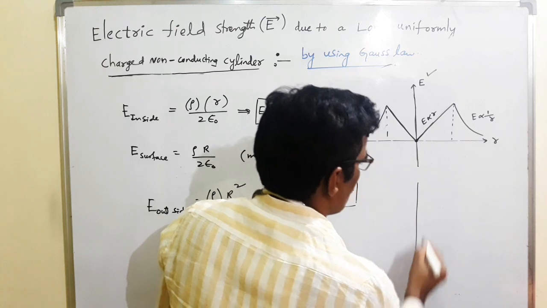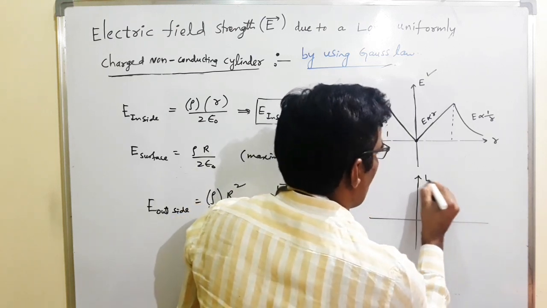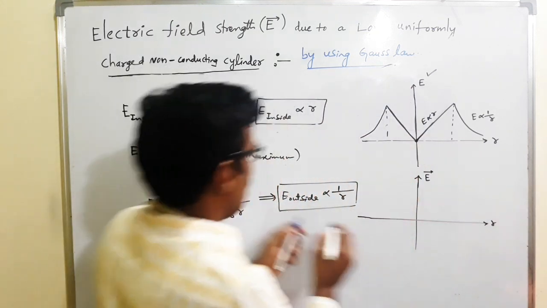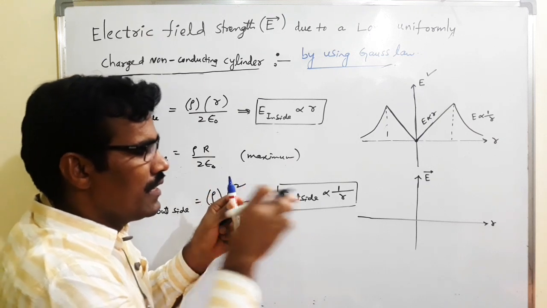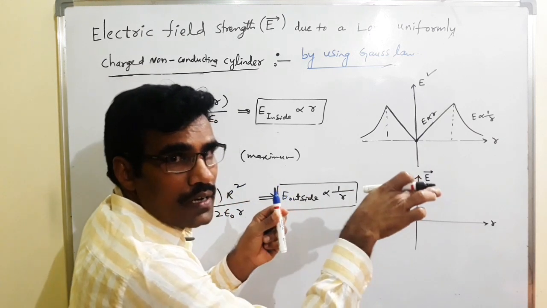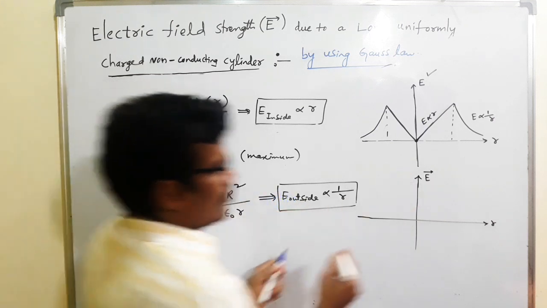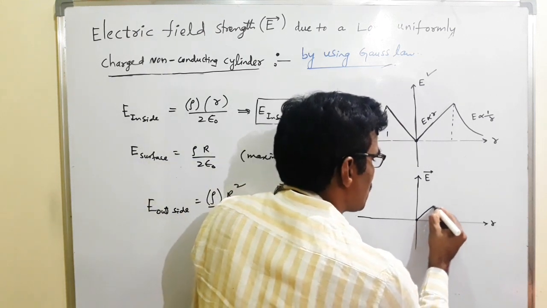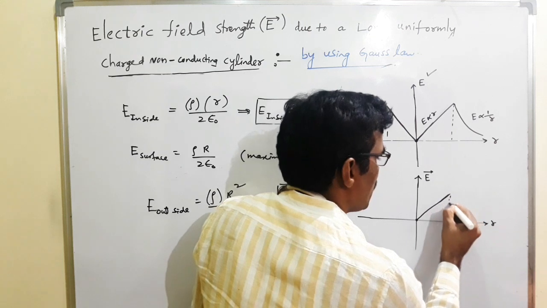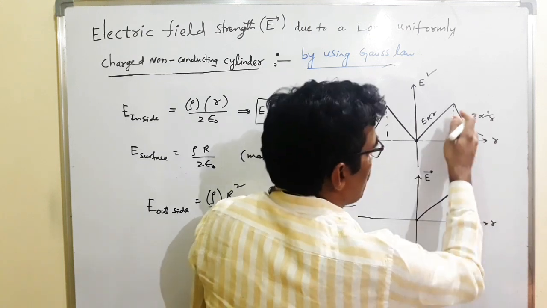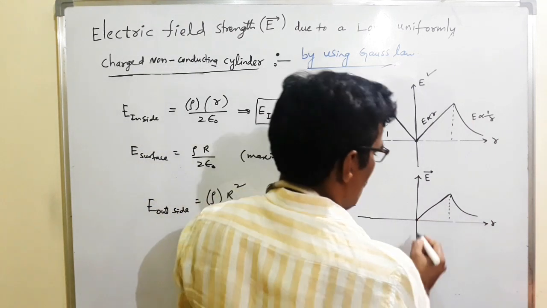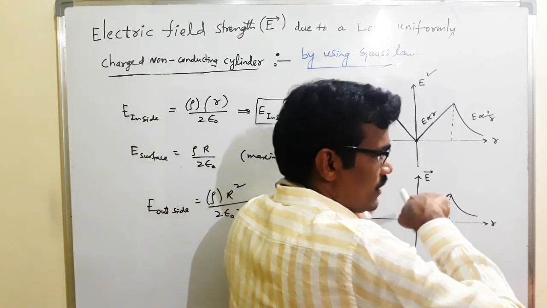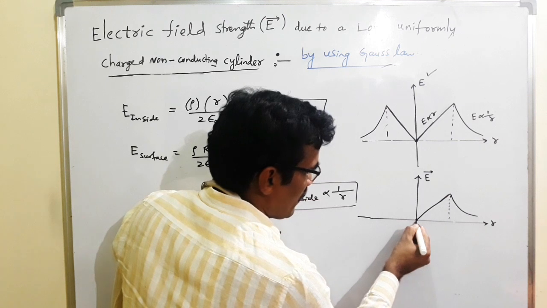Suppose we take this as the E bar axis and r axis. The field direction due to the cylinder is on this side at this point, and on this side at this point. The field at the center and axis is 0, increases linearly up to the surface, and after that decreases. It is the same graph, there is no change. But the field direction changes: on this side E bar is positive, on this side negative.